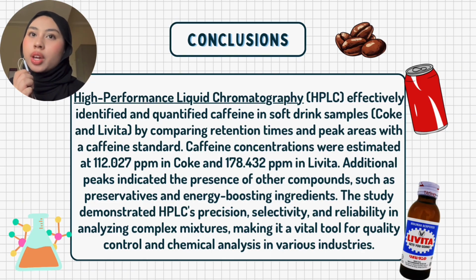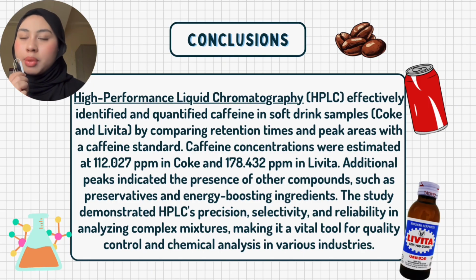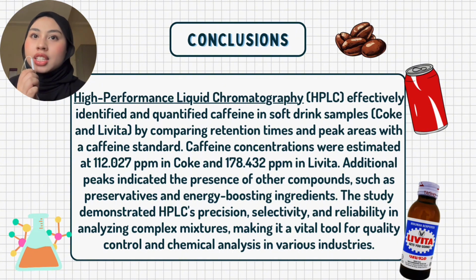samples such as Coke and Levita by comparing retention times and peak areas with a caffeine standard. Caffeine concentrations were estimated at 112.027 ppm in Coke and 178.432 ppm in Levita. Additional peaks indicated the presence of other compounds, such as preservatives and energy-boosting ingredients. The study demonstrated HPLC's precision, selectivity, and reliability in analyzing complex mixtures, making it a vital tool for quality control and chemical analysis in various industries.